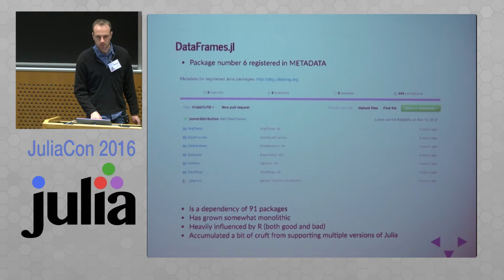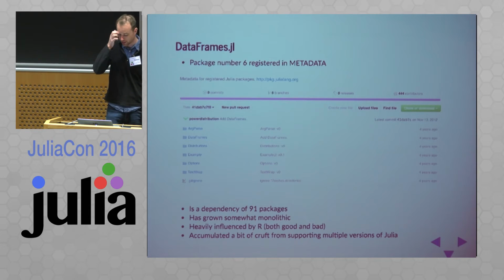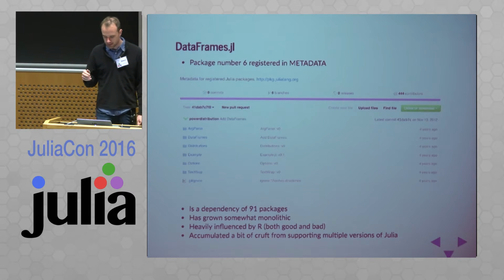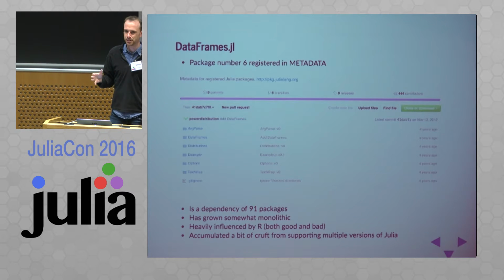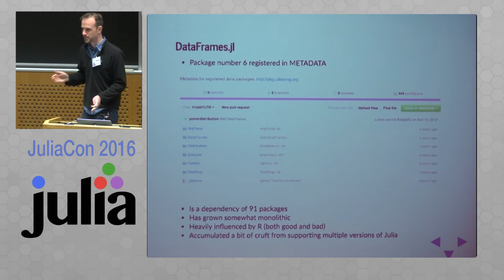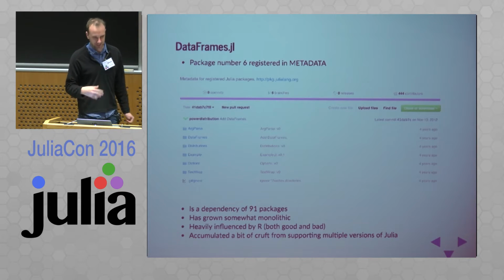It was very, very much inspired by R. Basically, it was built to fill the niche of the R data frame, and so it built a lot of semantics from that. But it's also grown somewhat monolithic and has basically inherited a lot of cruft from trying to accommodate multiple Julia versions and the changes that have happened since 0.1, 0.2, 0.3, 0.4, and now 0.5. As you get all these changes, you have to keep switching semantics and these sort of things.